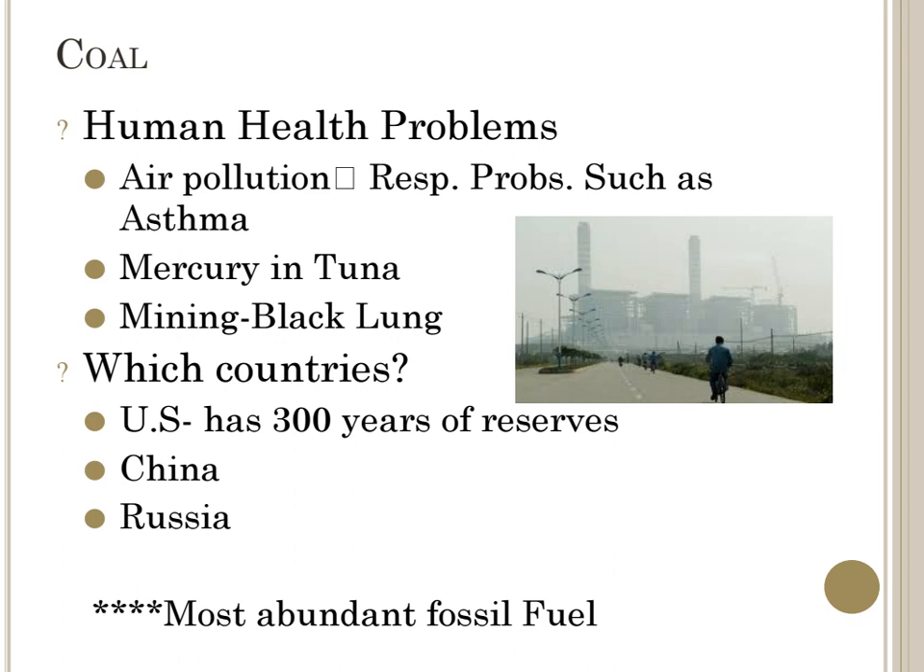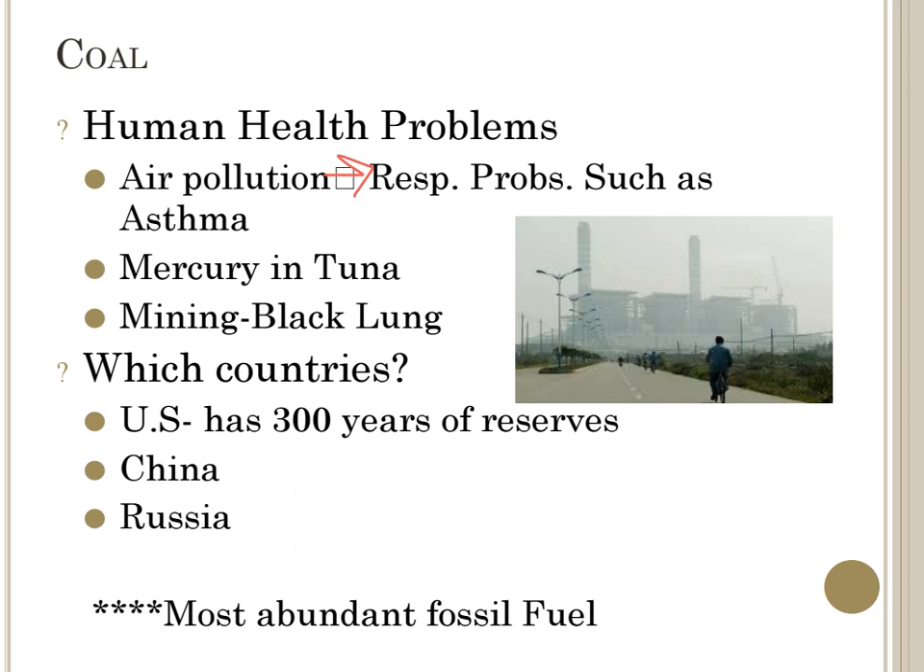Mercury in tuna, remember, through the bioaccumulation and biomagnification up the food chain, you end up with mercury in the ocean in your top predatory fish like tuna and swordfish and shark. Mining coal gives black lung disease. So the miners have that problem.